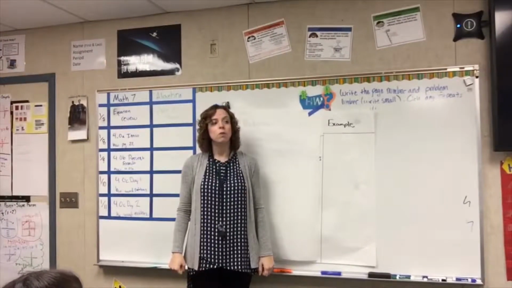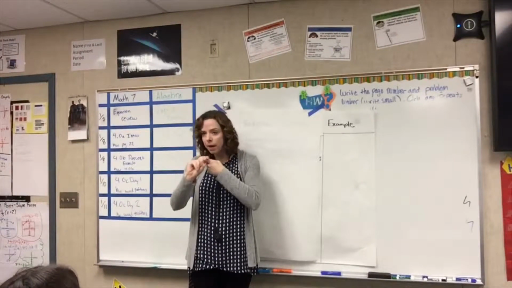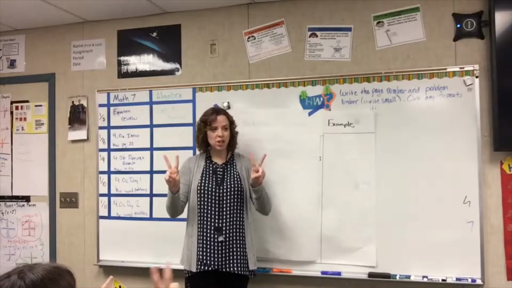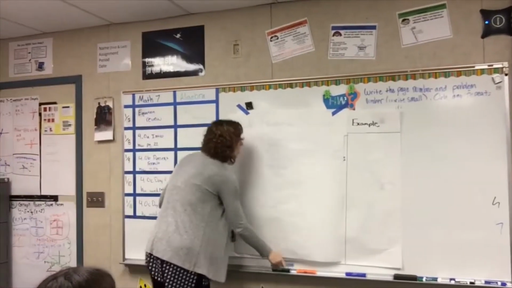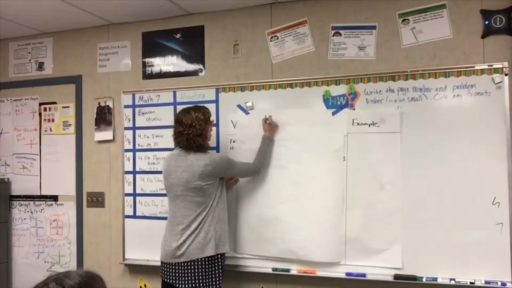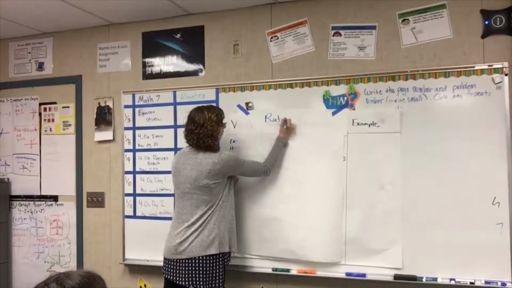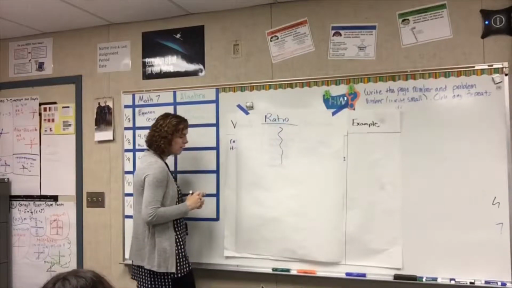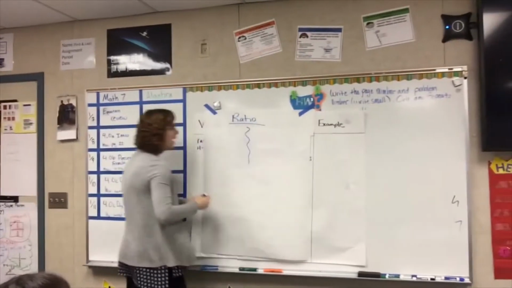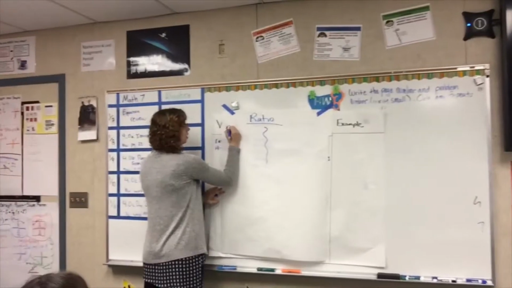Okay, so ratio. Ratio: a number relationship between 2 things. Okay, so that's what we're talking about, ratio. There are 2 types of ratios. One is a part to part.